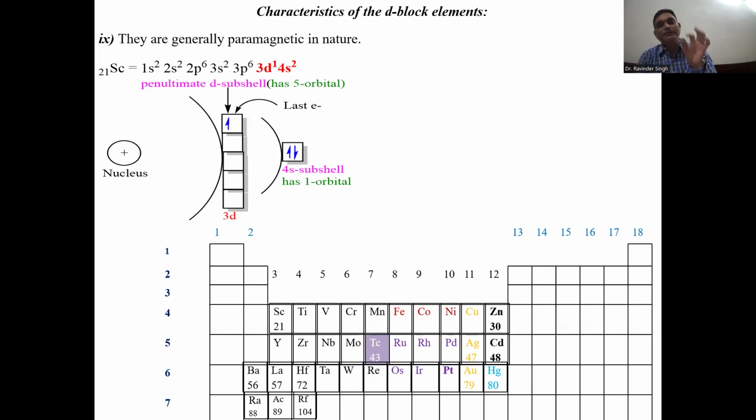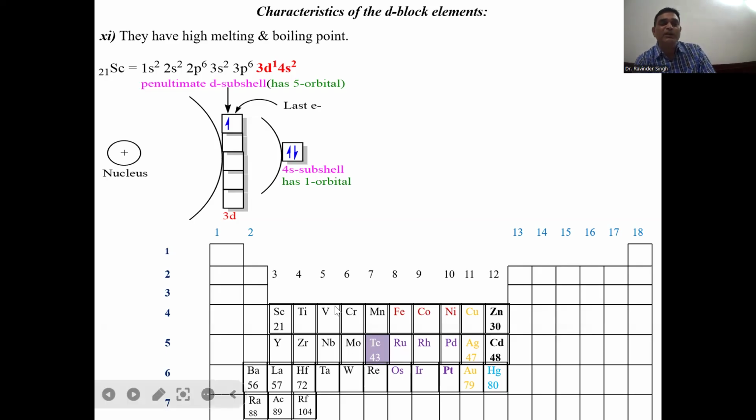Means d block elements are paramagnetic in nature, and you can also explain their paramagnetic nature on moving from left to right. Next property is the high melting or boiling point. The formation of the bond depends upon the number of unpaired electrons. In the previous point, we have already explained the number of unpaired electrons.